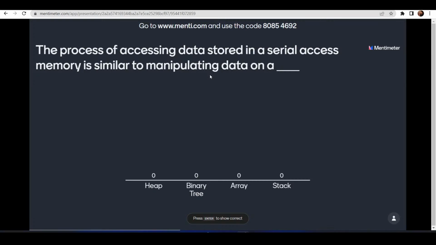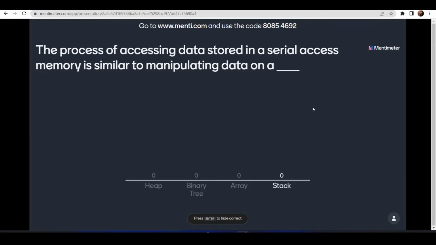first out manner, and the first element that is pushed initially will be accessed at the last. And similarly here there is the process of accessing data in serial access. Here also the elements that are pushed last will be accessed first, and the elements that are pushed first will be accessed at the last. So here it is following the property of a stack. So clearly the stack is the answer here.